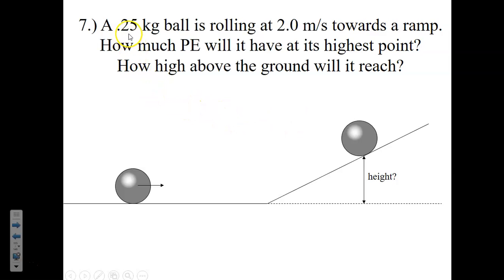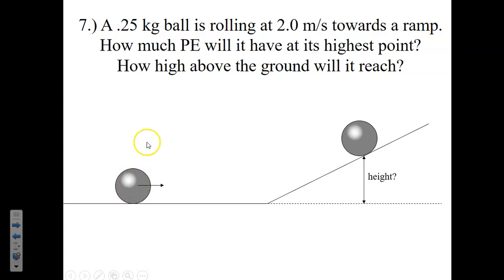We've got a 0.25 kilogram ball rolling at 2 meters per second towards a ramp. How high on the other side will it reach? How much PE will it have at the highest point, and how high above the ground will it reach? Let's just work how high above the ground it will reach. We want to think about this in terms of energy. Initially, do I have any GPE? I'm on the ground, so I don't have any GPE.